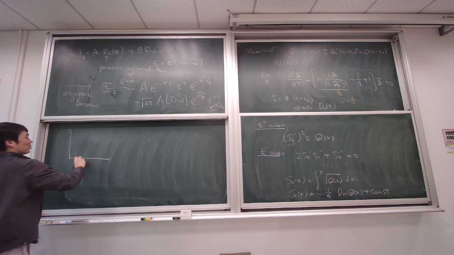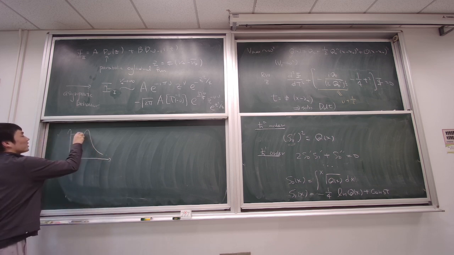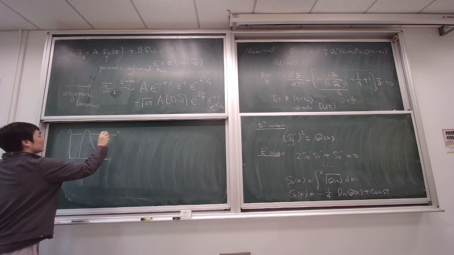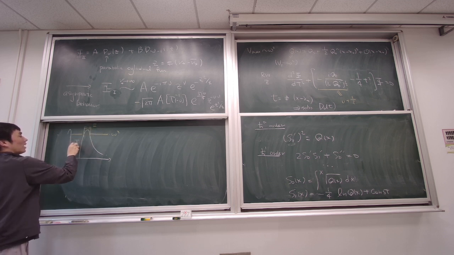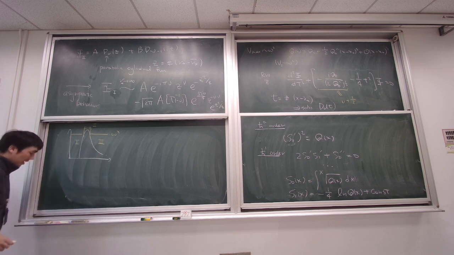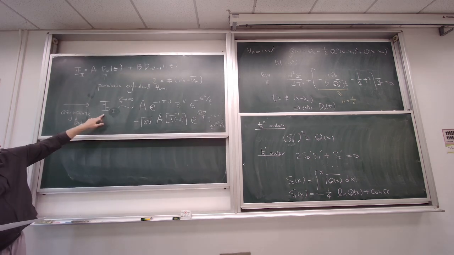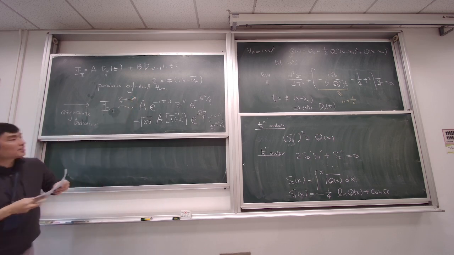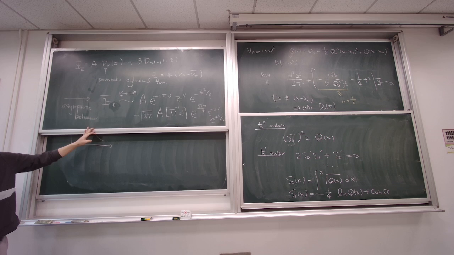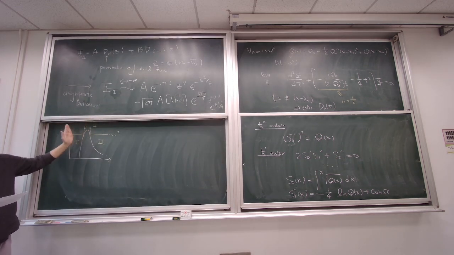So my assumption is something like this one, and then here we take omega square around here. The regions here I call region 1, region 2, and region 3. And then here is the behavior of the asymptotic region, r goes to minus infinity, like this.